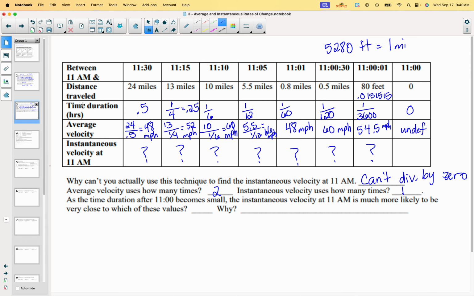So if you had to pick something off the chart, and notice there's fluctuation, it's up and down and up and down. You've driven in a car before. Something happens, you have to put on the brake to slow yourself down, you speed back up. So the best answer would be the one that was closest to 11 o'clock. So 54.5 miles per hour would be my best guess for the instantaneous velocity at 11 o'clock because that's the closest time to 11 a.m.